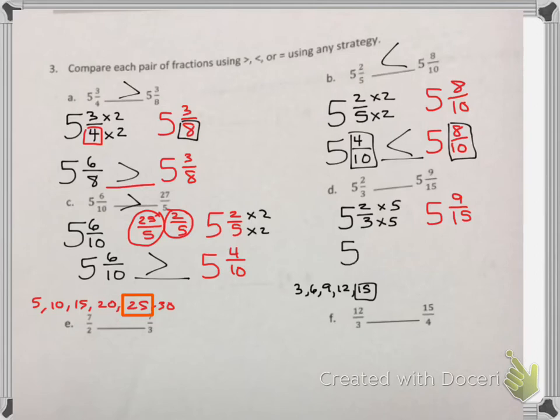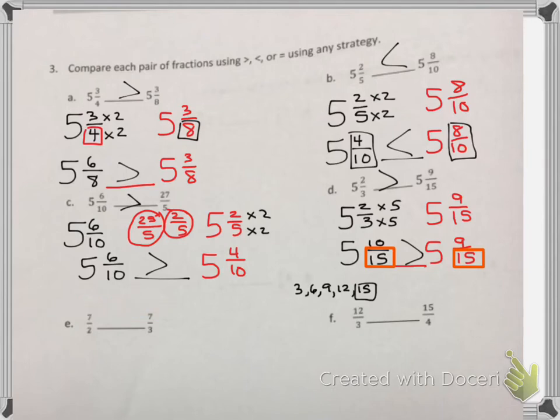So I have 5 10/15. I still have 5 9/15. Look how close this is. Man, this is really, really close. This is why we make common denominators. 10/15 is closer to the whole by 1 only. So this is the mixed number that is larger, 5 and 2/3. By 1 is crazy. All right.